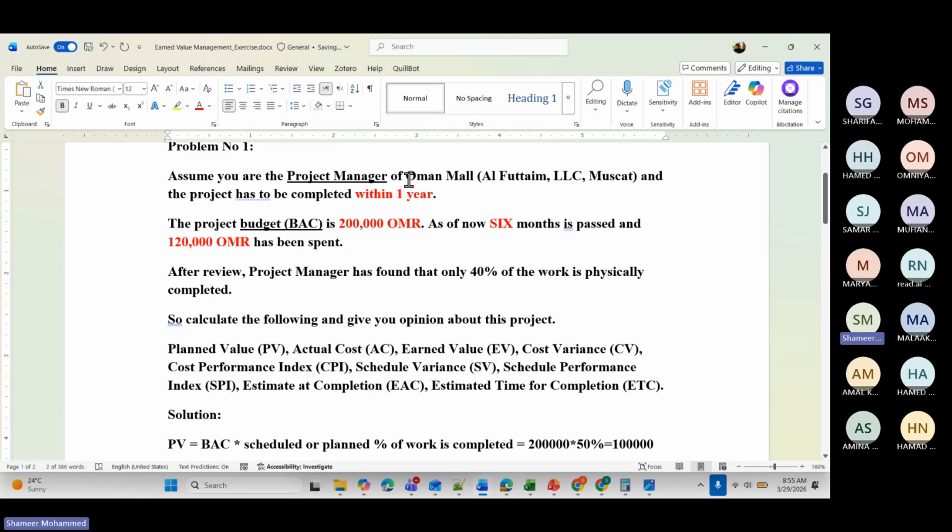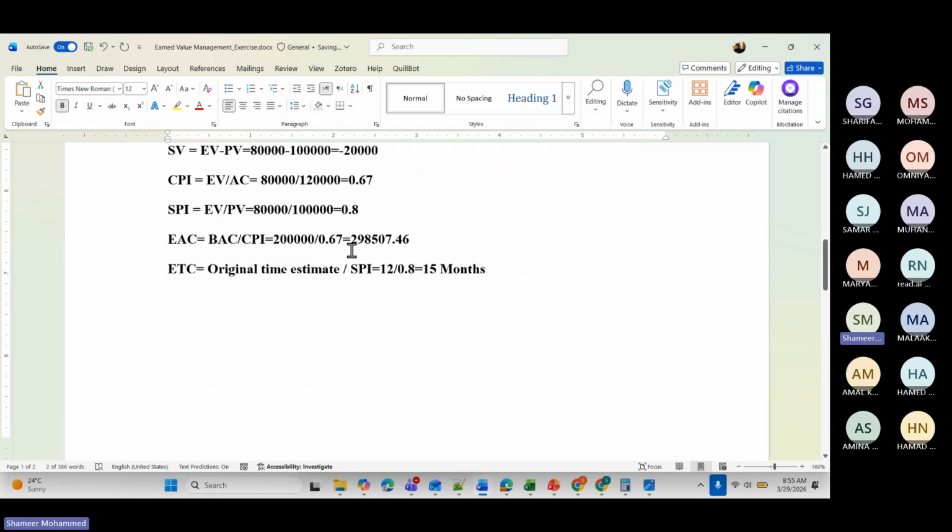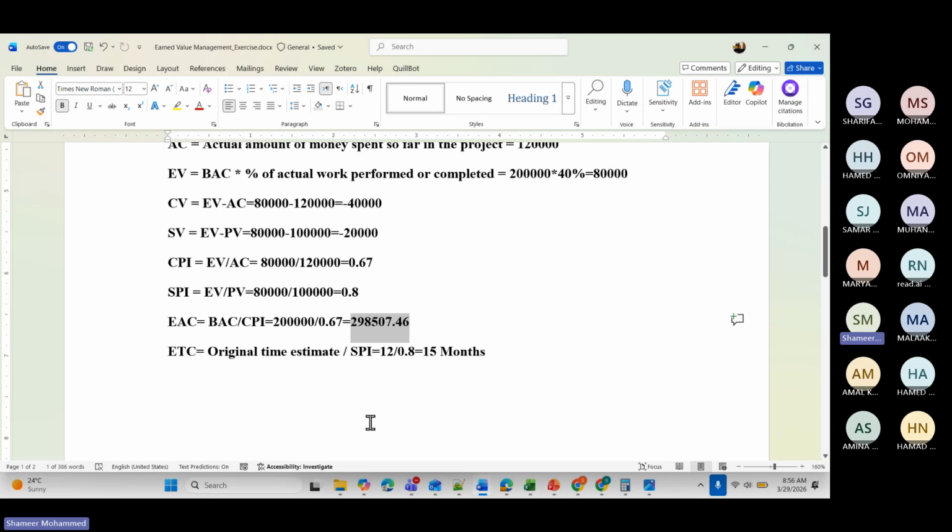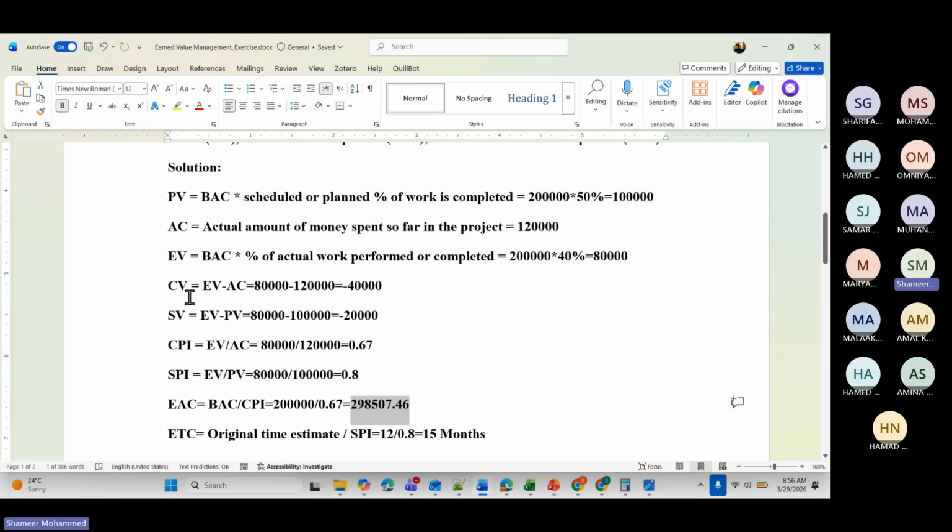But see here, how much is the limit? Within 1 year you have to complete. The total amount they are giving is 200,000, but you are spending 298,000, nearly 100,000 more, right? So now let us come to cost variance.